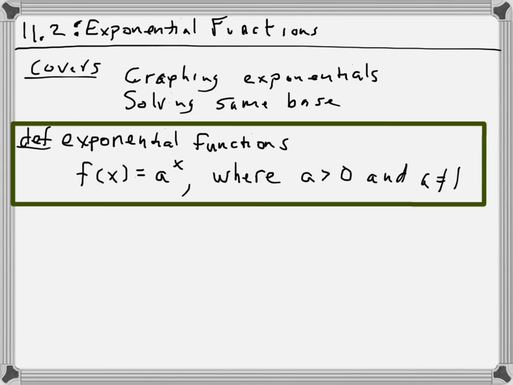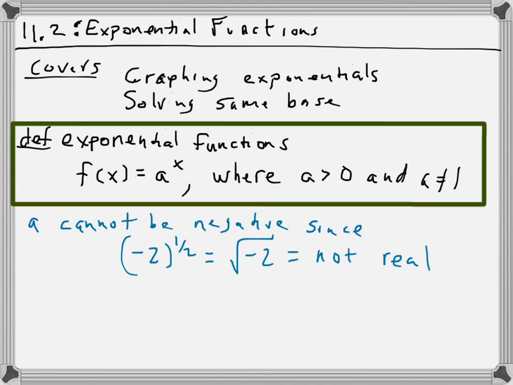So you might be wondering, why did you put those restrictions on the value of a? That number a we're going to call the base of the exponential function. So why does the base have to be greater than 0 and not 1? Well, let's see what happens if a is negative.